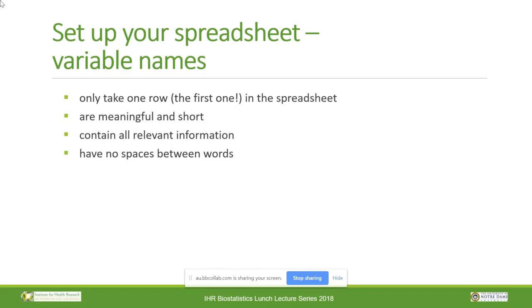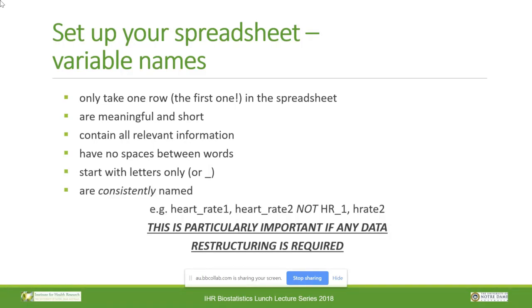Have no spaces between the words, that's just stylistic. SPSS, I think, won't let you read it in, whereas Stata will go and jam all the words together, so just leave it out. You can only start with a letter or an underscore, don't start anything with a number. For some reason it won't accept that either.